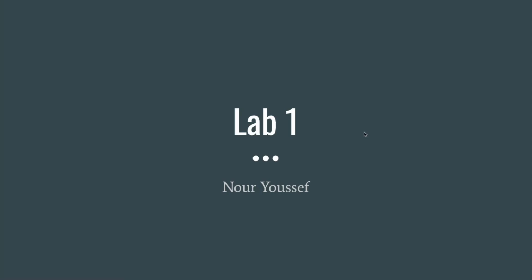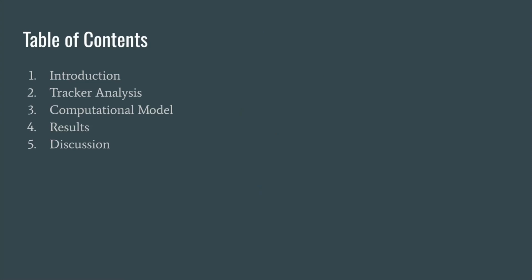So today I'm going to be talking about Lab 1, which is our constant velocity lab. My name is Noor Yusuf, and I'm going to be starting off with an introduction, talking about the purpose of the lab, the fundamental physics principles, and just discussing the system and surroundings and the initial conditions. And then I'm going to be moving on to the tracker analysis, where I review the tracker software that we use to observe our data.